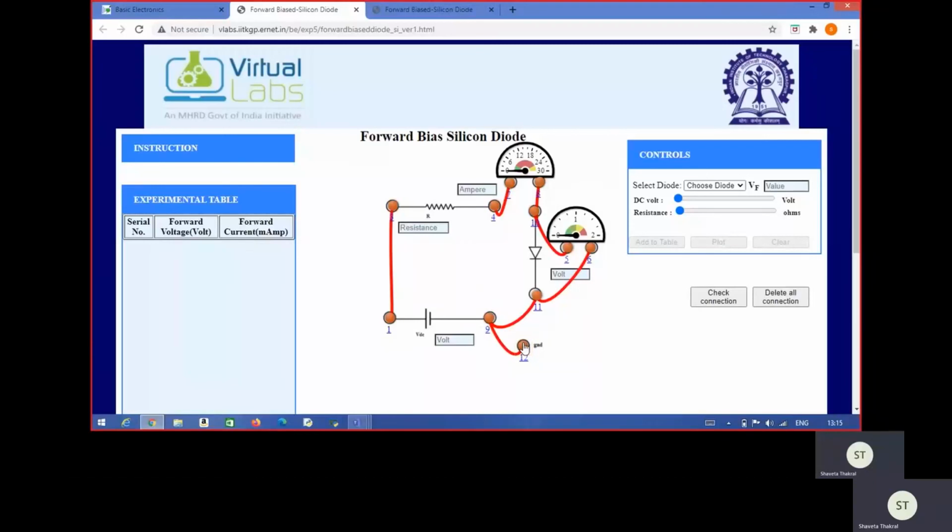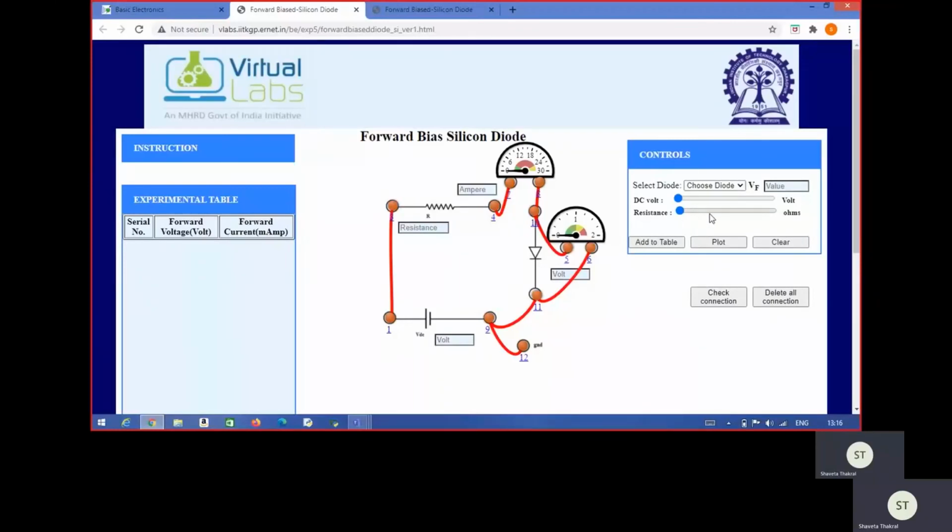So all these connections are complete, and after making all the connections, we can go for the check connection from this tab. If we go for the check connection and the message displayed here is right connection, that means all the connections we have done successfully, and after that we can repeat all the steps that we have discussed. Like we can set the value of DC voltage at 0.2 volt in the beginning. The diode we can select here, that is 1N4007, and the resistor value we can set here, that is 1 kilo ohm, that is 1000 ohm.